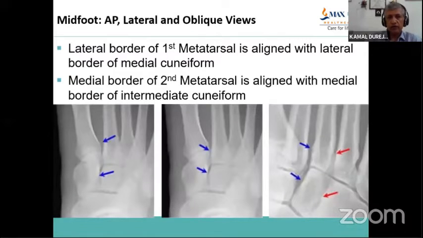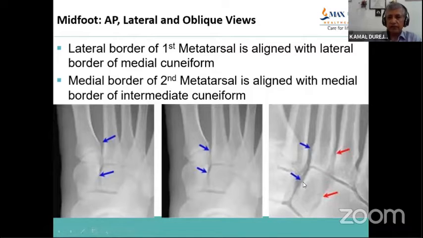And we go on to the midfoot. In midfoot, we always order AP, lateral, and oblique views. And what we want to see is that the medial border of the first metatarsal is well aligned to the medial border of the medial cuneiform. Similarly, we want to see the medial border of the second metatarsal well aligned to the medial border of the middle cuneiform. And then we are also looking at the fourth metatarsal medial border well aligned to the cuboid, and the third metatarsal well aligned to the lateral cuneiform.